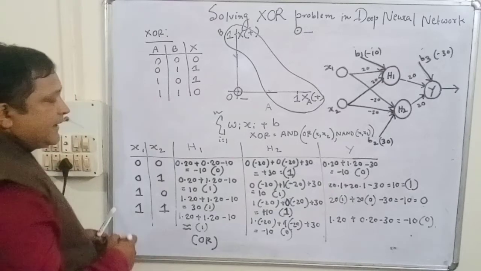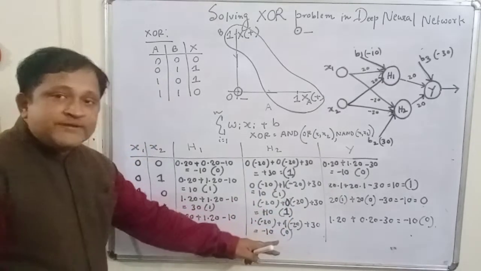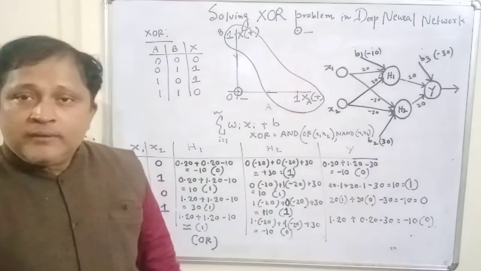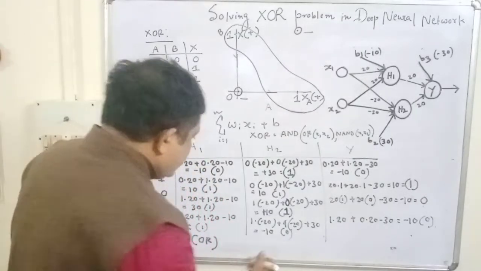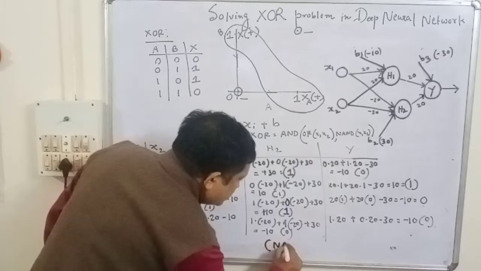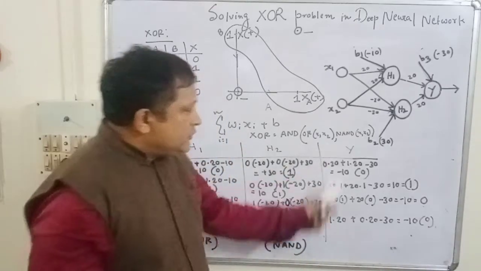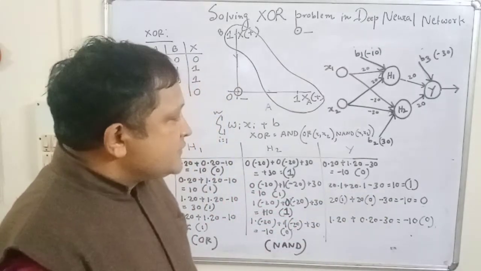Similarly for h2 we have 1, 1, 1, 0. So the output will be 0 if both the inputs are 1, otherwise the output will give you 1. This happens in the case of a NAND gate, so it follows a NAND gate output. And for y, the final output, we have 0, 1, 1, 0.